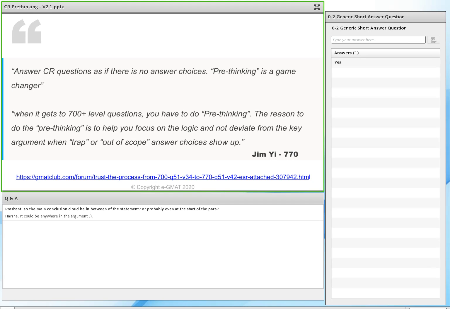A student who scored 770 failed in critical reasoning in his first attempt, and this is what he discovered. He says, you may be able to do 600 level questions without pre-thinking, but when it comes to 700 level questions, you've got to do pre-thinking. Otherwise, you won't be able to understand the logic, and you will get trapped. This guy is now currently studying at Booth.